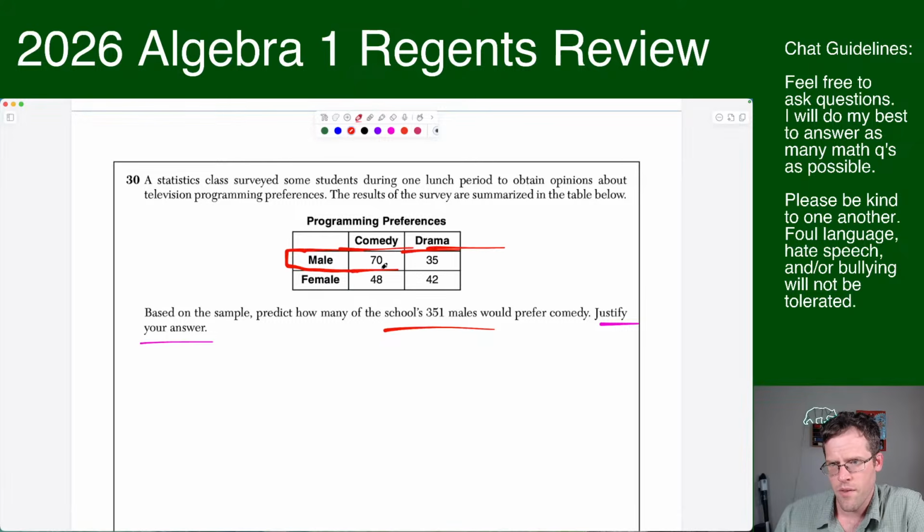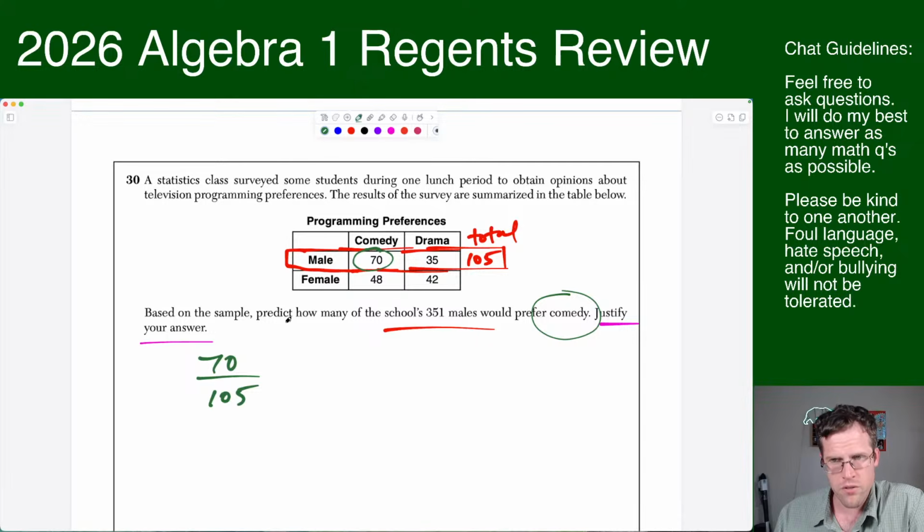So if we look at the total, that would be 105. 70 males prefer comedy, 35 males prefer drama, out of 105 male students total. So let's think about the probability. How many of the school's 351 males would prefer comedy? If we look at just comedy, 70 out of the 105 males prefer comedy. So we would just take this fraction and multiply by the total number of males, which is 351, and see what we get.